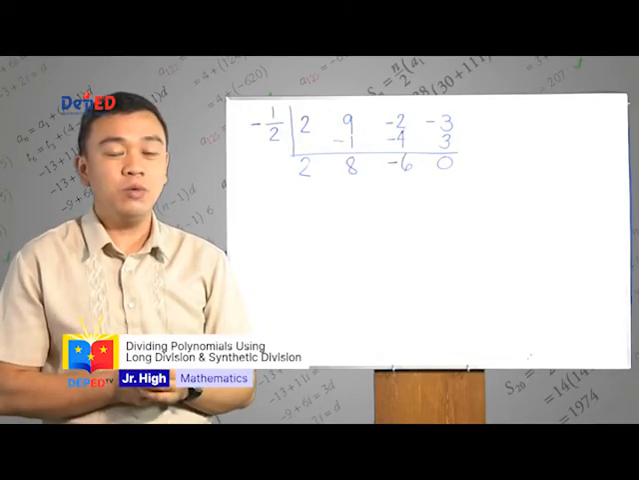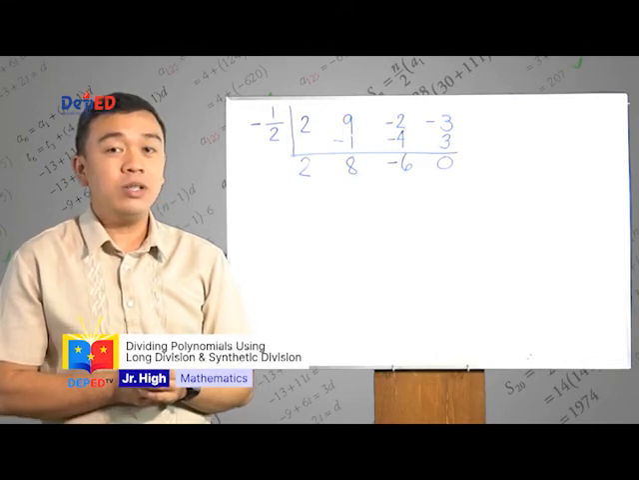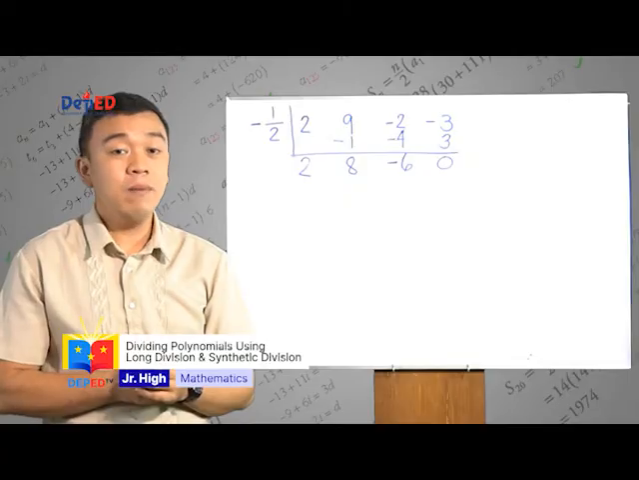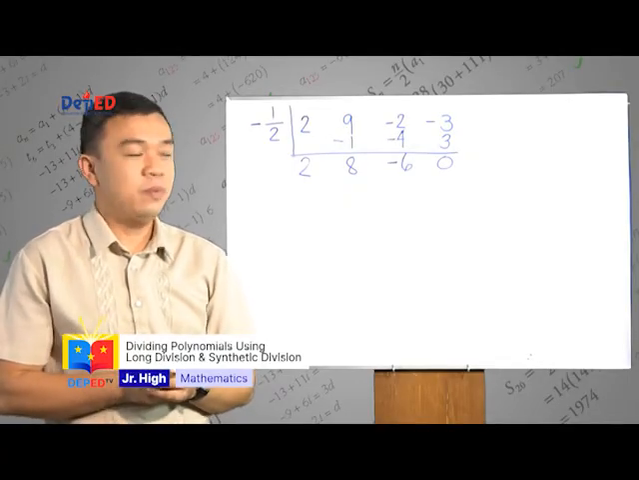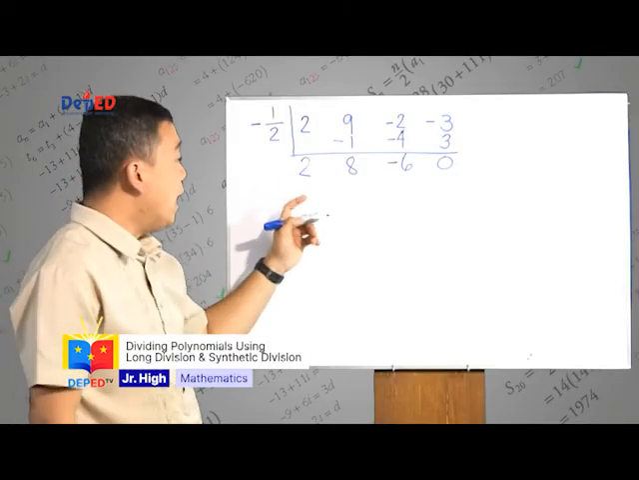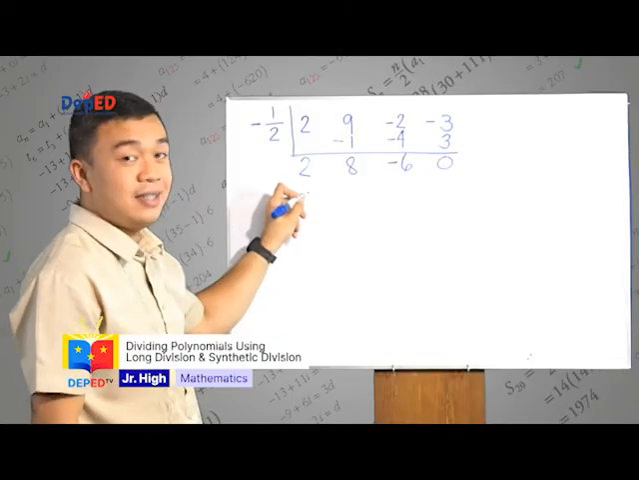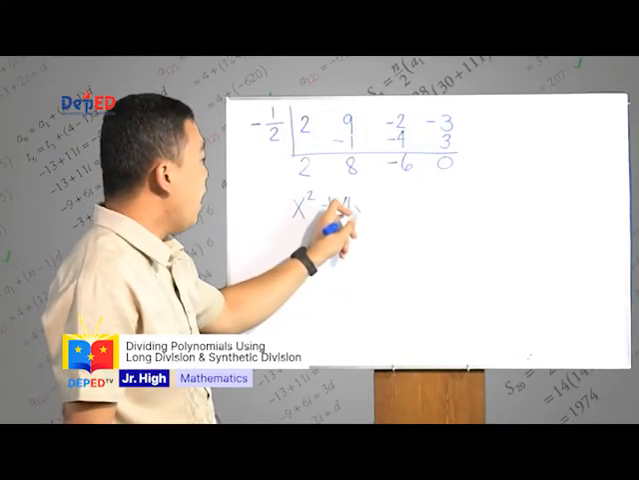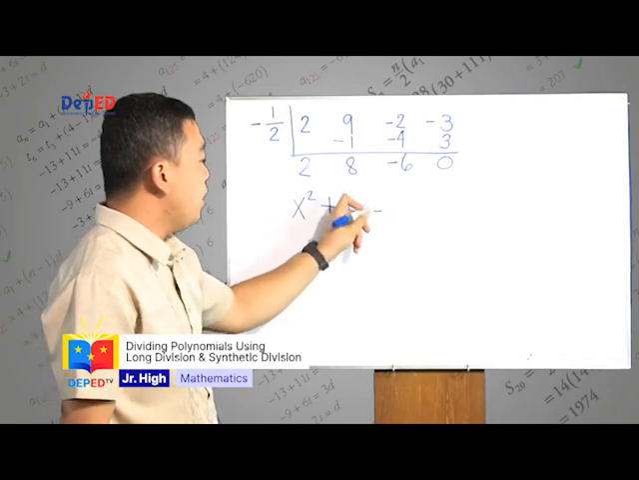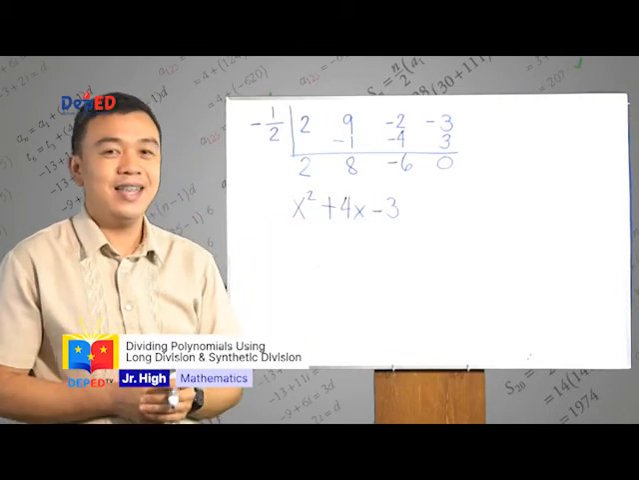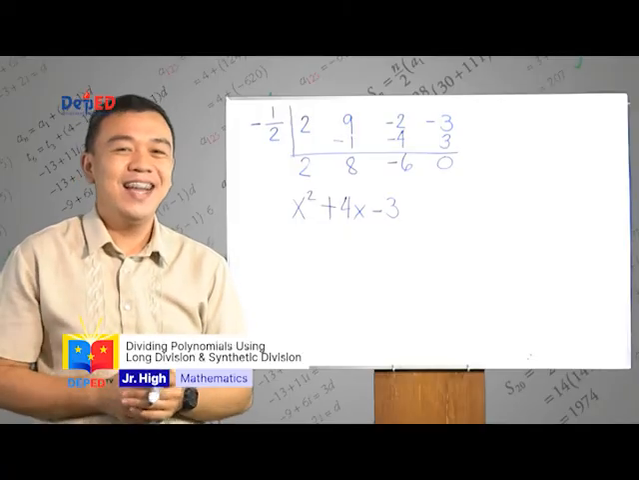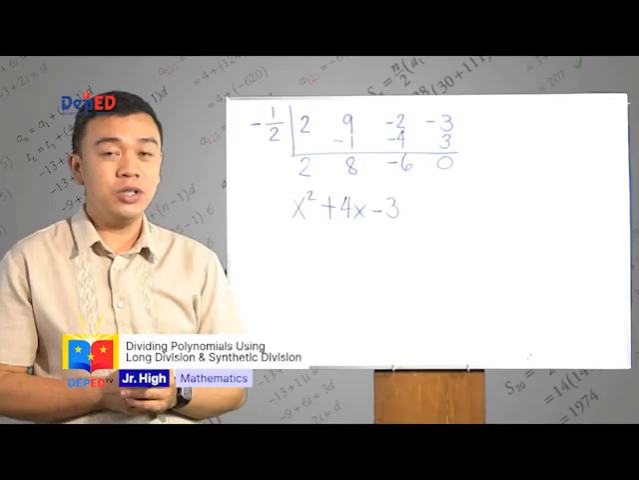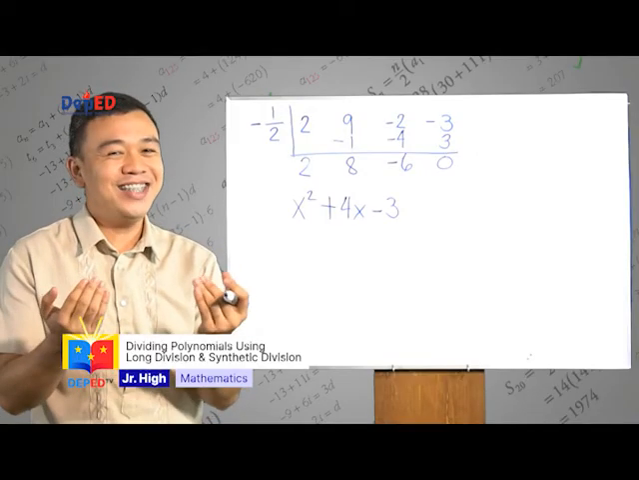Since the divisor 2x plus 1 was divided by 2 to get a is equal to negative 1 half, then divide every term in the quotient, except the remainder, by 2. Dividing this by 2, we will get x squared plus 4x, and negative 6 divided by 2 is negative 3. How's that? Awesome! Now, let's move to the last problem. This time, we will use both long division and synthetic division. Come on, let's do it.